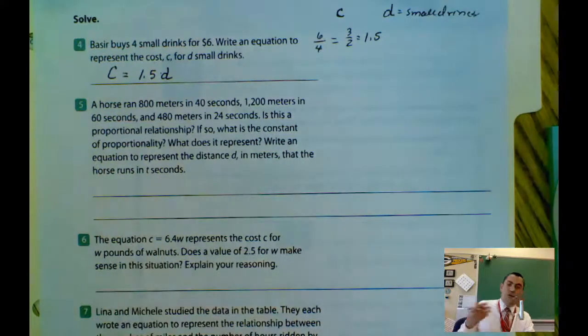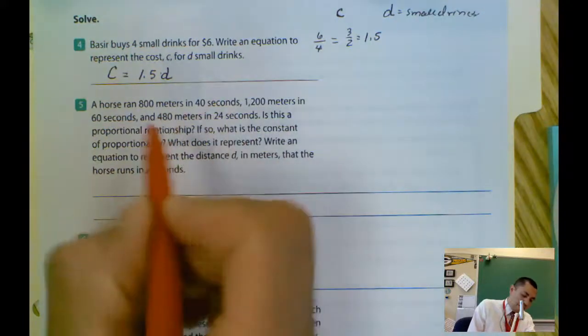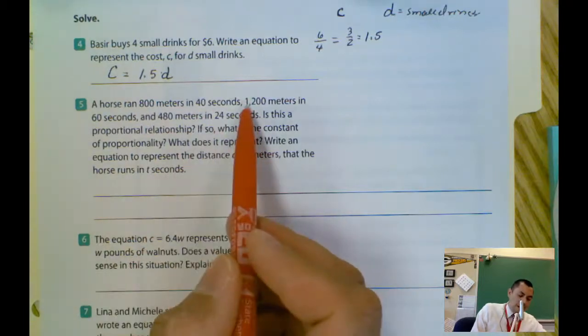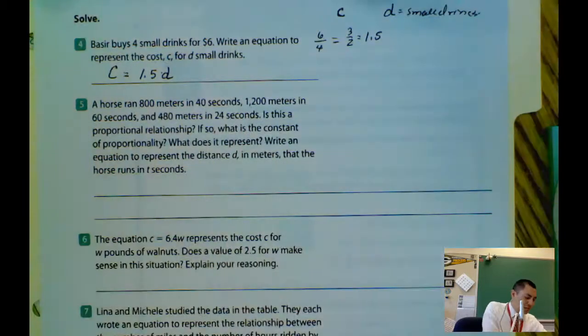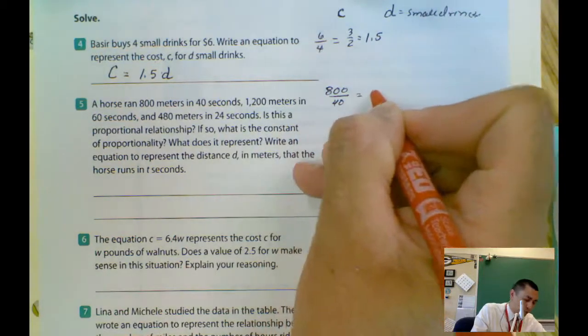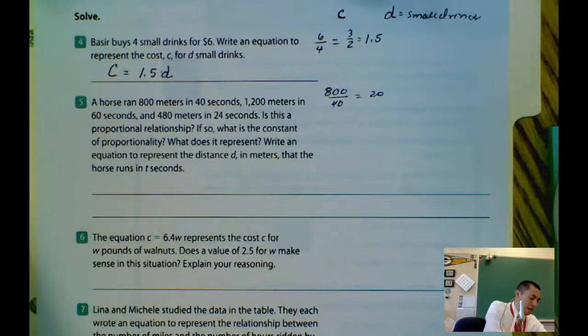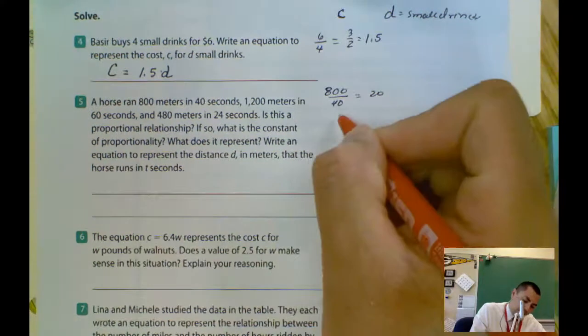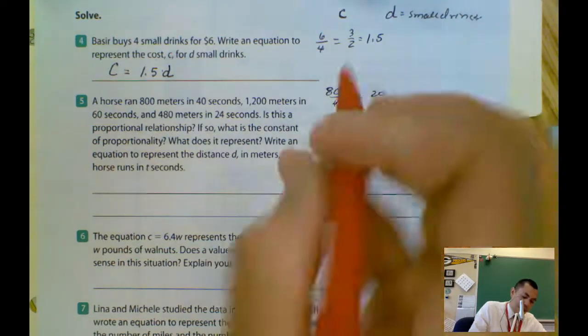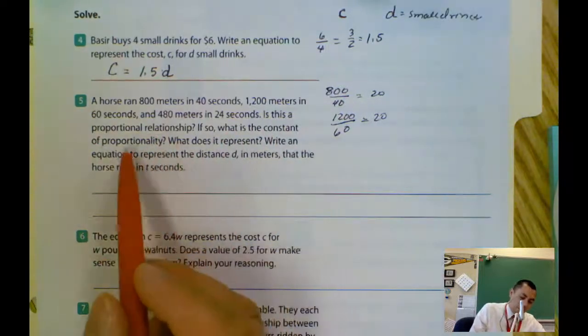So in this case, look at this one. A horse ran 800 meters in 40 seconds, 1,200 in 60 seconds. So you have 800 meters in 40 seconds, which equals 20. If you do 1,200 meters in 60 seconds, that equals 20. That is your constant of proportionality.